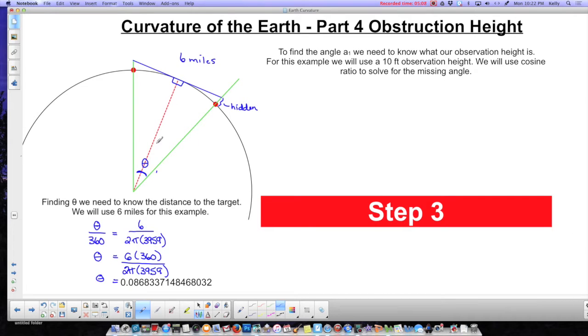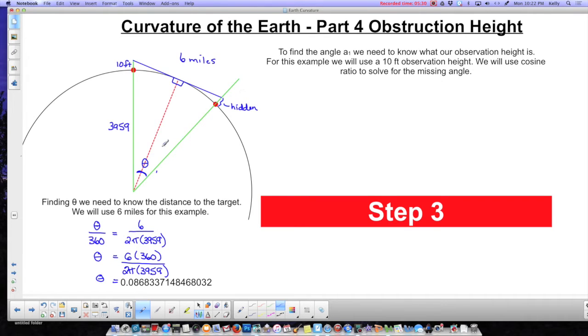And now I have two right triangles. This right triangle here has a side length that is the radius, 3959, plus how high we are above the earth. So I need to know how high we are, and as you'll see here, I've decided to use a 10-foot observation height. So I'm going to put 10 feet there.